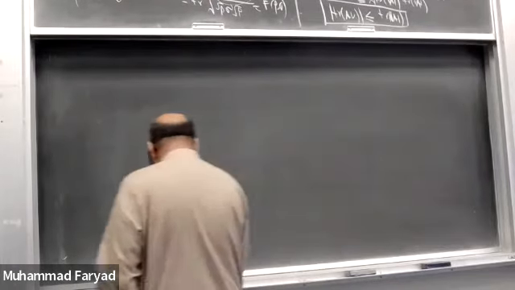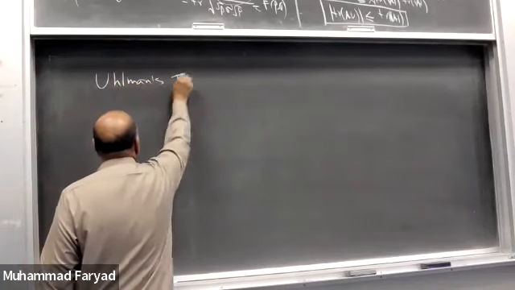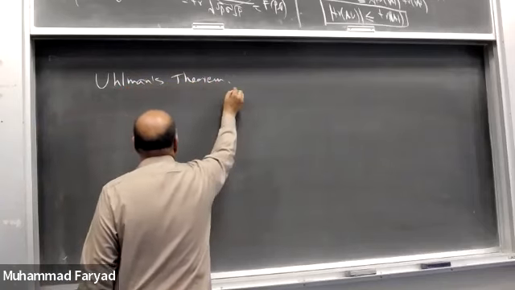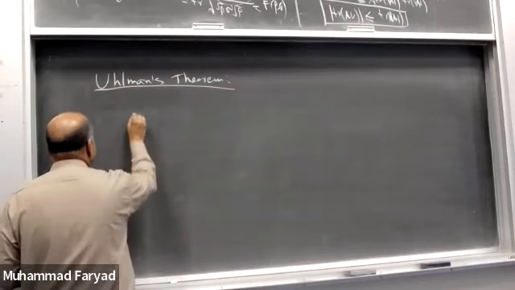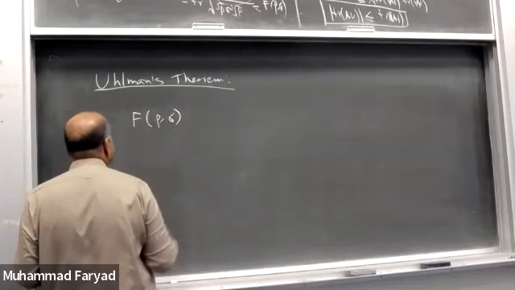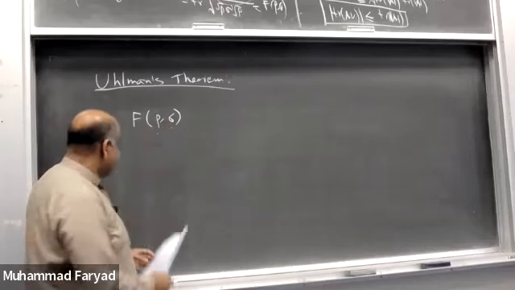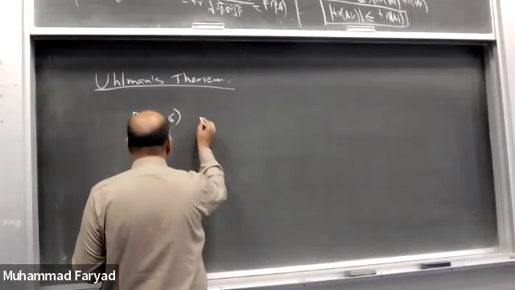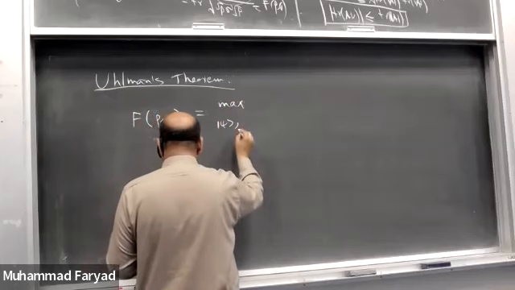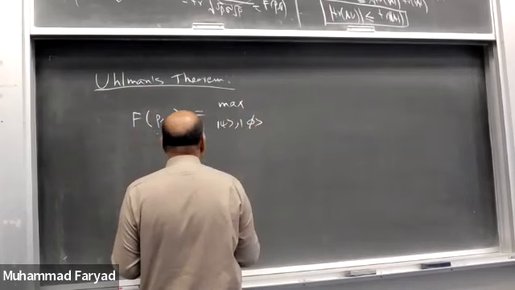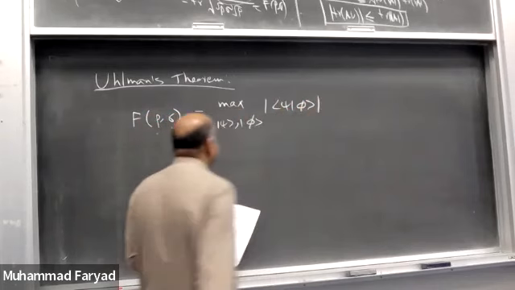Okay, so let's now prove the theorem. It's called Uhlmann's theorem, and the statement is this: that suppose we have some general mixed states rho and sigma, then the fidelity between the states is a maximum over all possible purifications of this rho and sigma, like this.